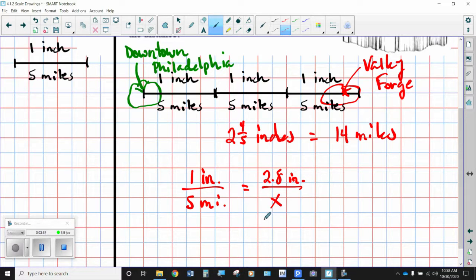Okay, so how many miles would that be? Well, remember, we can use a couple of different methods. We can look for a giant 1. Actually, let's just go with the giant 1. I'm not quite sure we've spent a lot of time doing cross multiplication yet. So what do you multiply times 1 to give you 2.8? Well, that would be 2.8, wouldn't it? And so if you multiply 1 times 2.8 to give you 2.8, then you have to multiply 5 times 2.8. That's your giant 1 to get our answer for X.